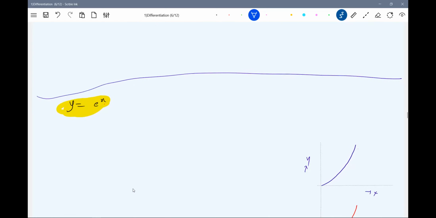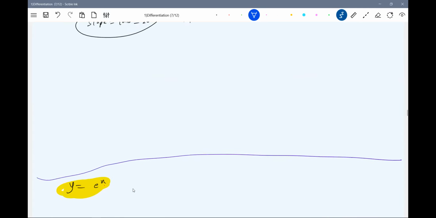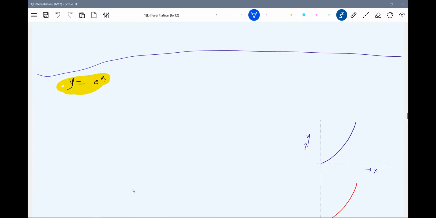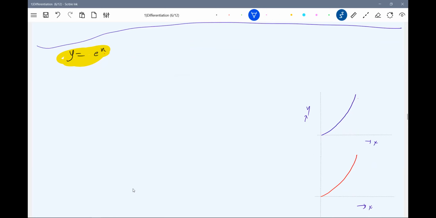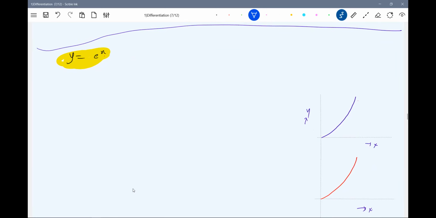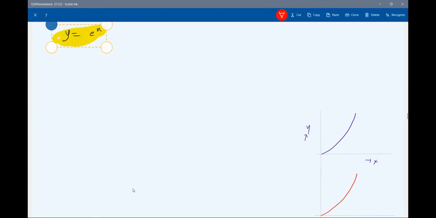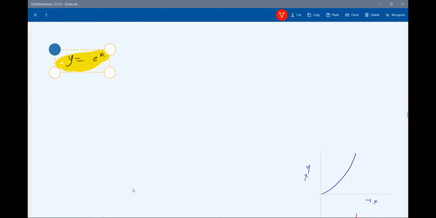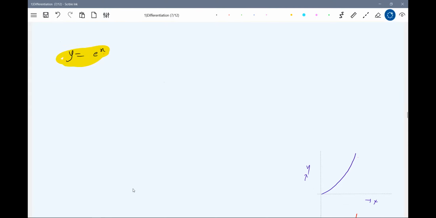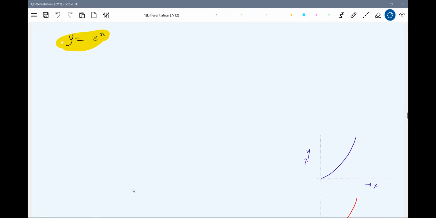Let's come to y equal to e to the power of x. This is something I am very much interested to explain very neatly. We will try to learn it in a very simplified way and see what we end up with. So this equation, y equal to e to the power of x, is some exponential, no?